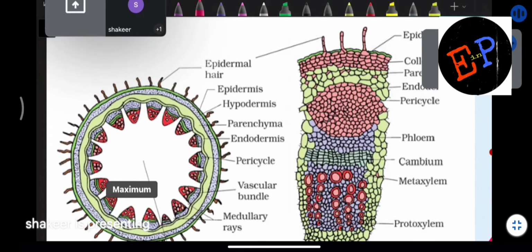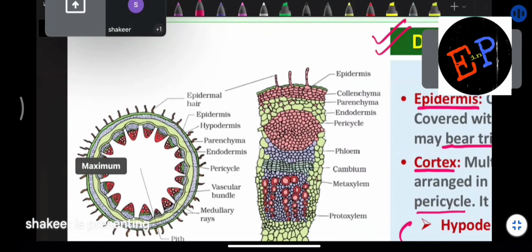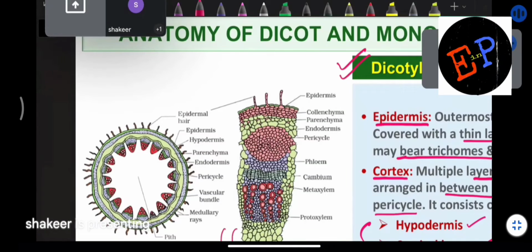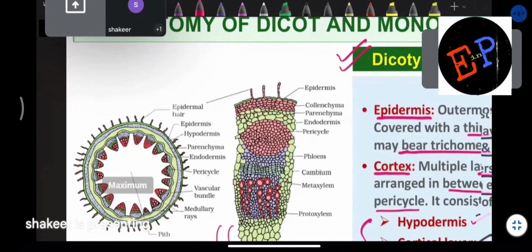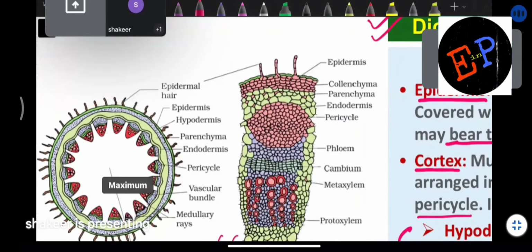This is the transverse section. Transverse section means what? For example, if I take this root and cut it like this, then if I observe the layers, this is the structure which I see. Clear, no? But if I take the longitudinal section of the dicot root, that is, if I cut it like this, then no, this is also a transverse section only. This is not a longitudinal section, it is a transverse section only. Clear, no? So this is the pith.